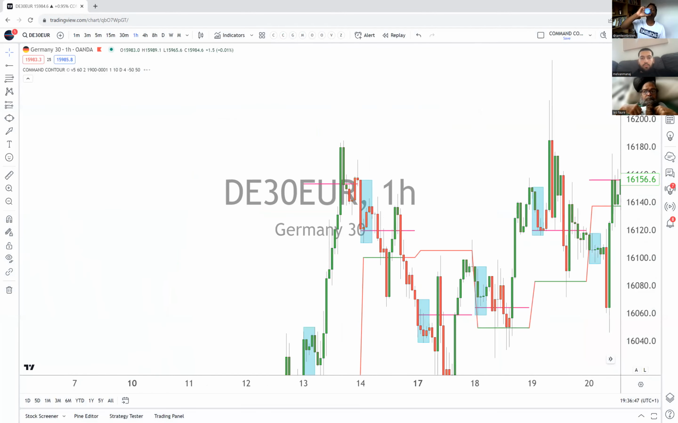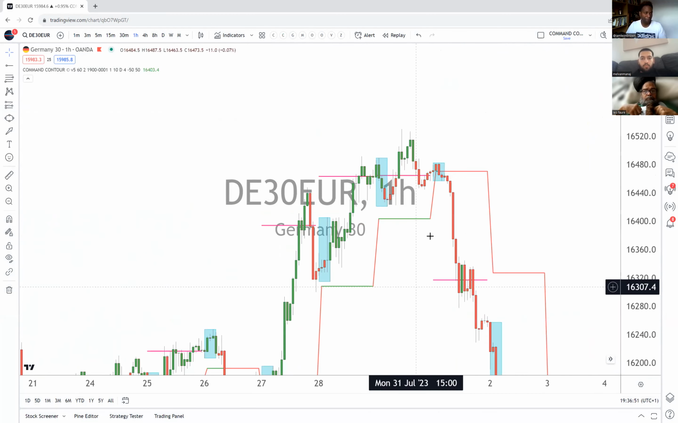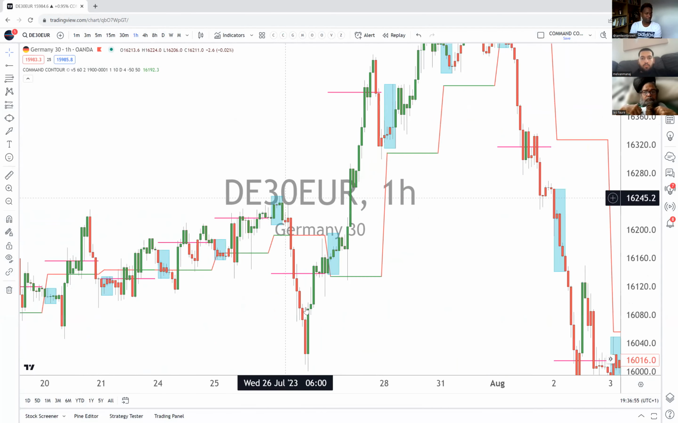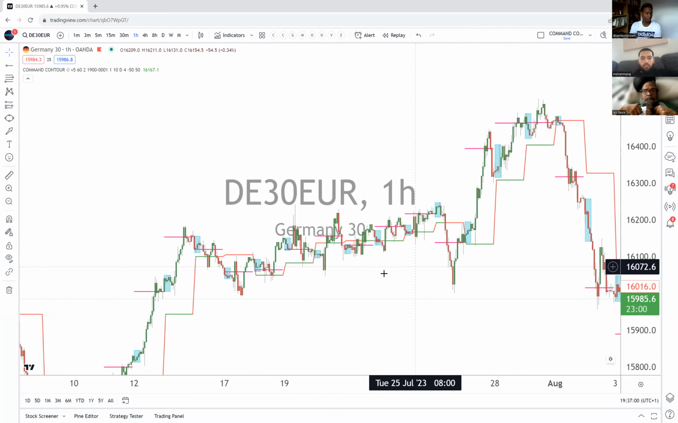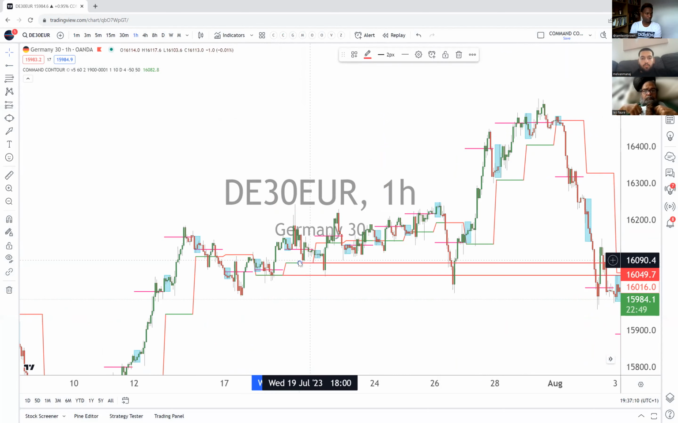Okay, so this German 30 was really, really interesting in terms of it was trending upwards quite strong. You could see price had been respecting our command control levels here. On this day, if you missed that, it respected the level here as well.